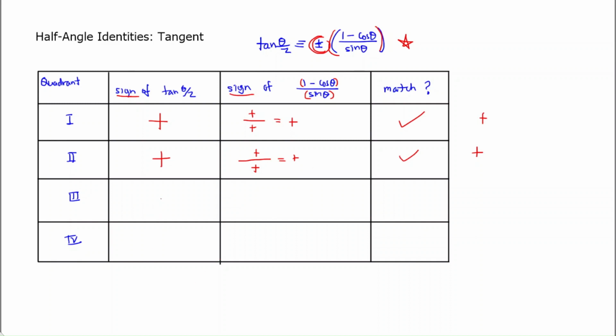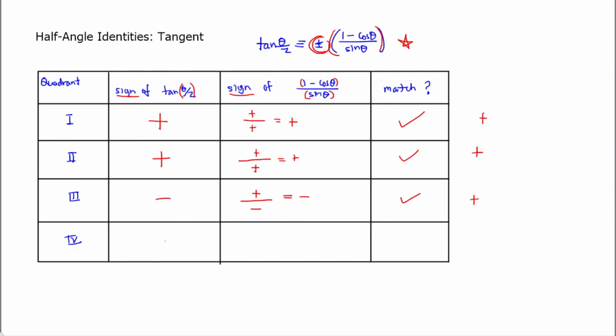Now if I go into the third quadrant, the sign of tangent theta over 2 is going to be negative. In other words, for angles between 180 degrees and 270 degrees divided by 2, you get a negative for the tangent. All right, now what about this ratio, 1 minus cosine theta to sine theta? Well, in the third quadrant, sine theta is negative. In the third quadrant, 1 minus cosine theta is still positive. Cosine theta is negative, so 1 subtract that negative gives me a positive. Well, positive over negative is negative.